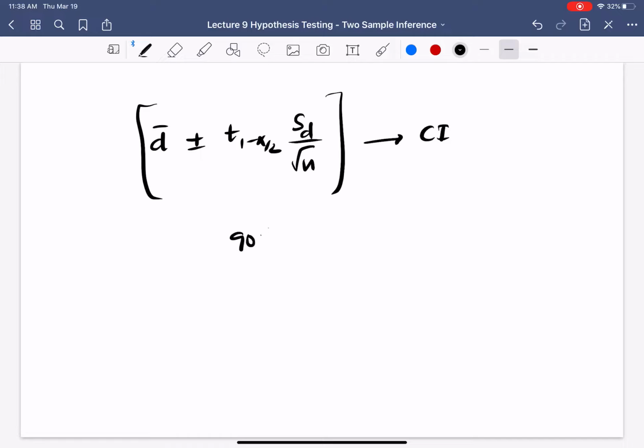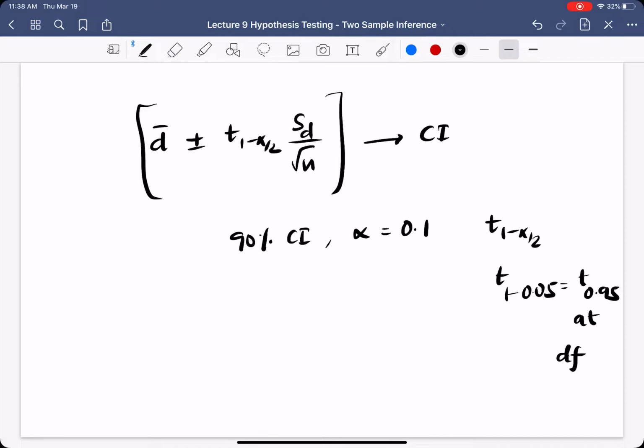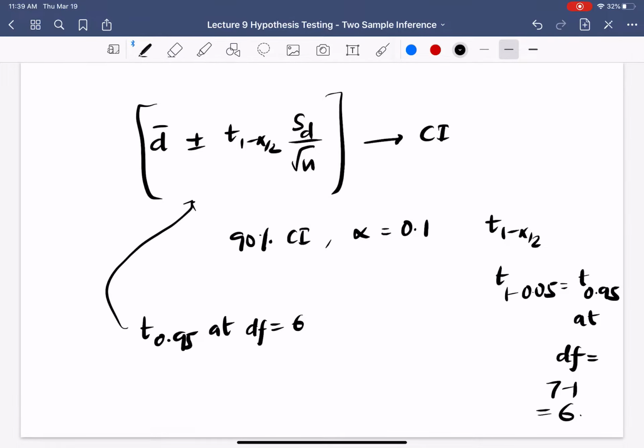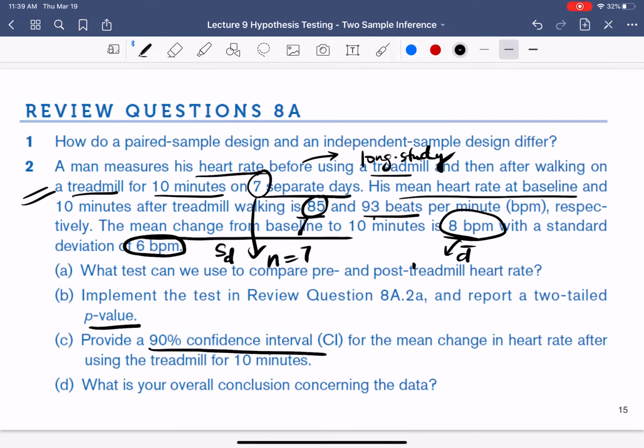So here it's a 90% confidence interval. So alpha becomes 0.1. So find T1 minus alpha by 2, which is T1 minus 0.05. So that's basically T0.95 at DF equal to N minus 1. So N is 7, so it becomes 6. So find T0.95 at DF equal to 6, and substitute it into the formula and find the confidence interval. So that's the problem for 90% confidence interval.